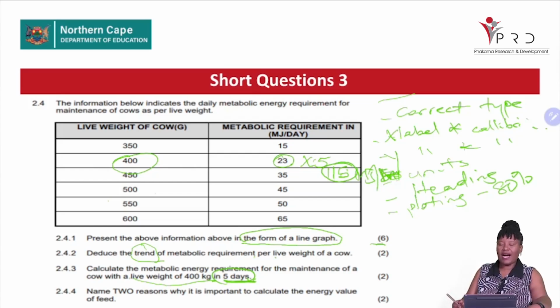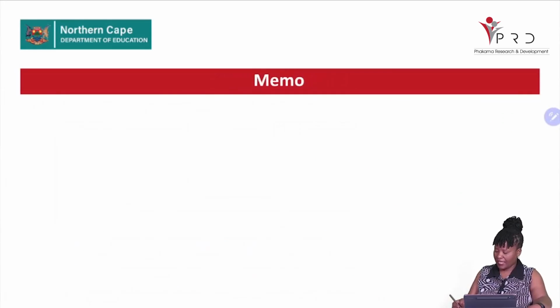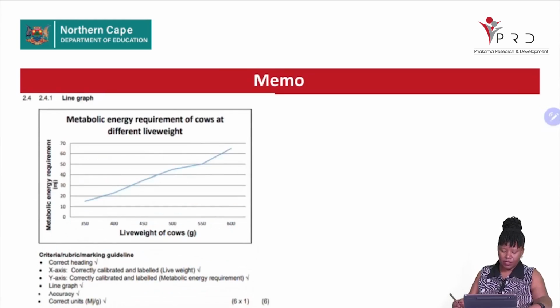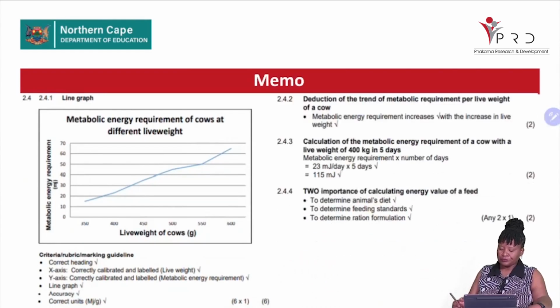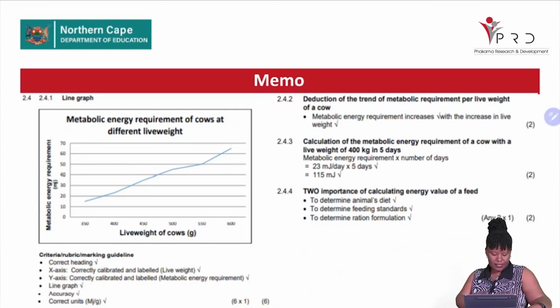Name 2 reasons why it is important to calculate the energy value of feed. Remember, we dealt with it to know the type of the diet. At the same time, you have to know the feeding standards and the ration formulation. If you check at your graph, 6 marks, I indicated the heading.